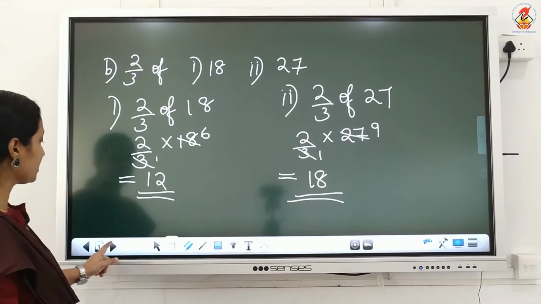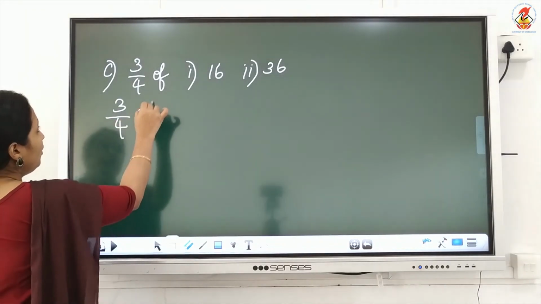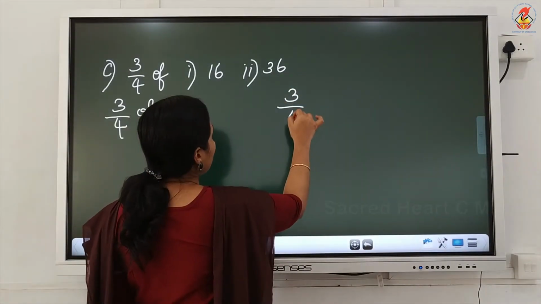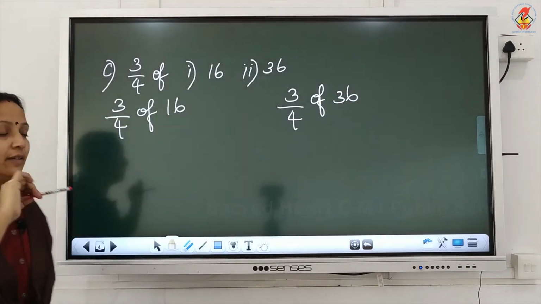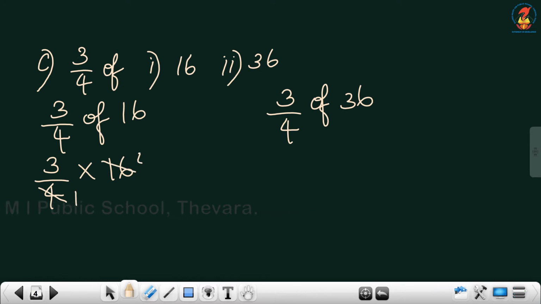Okay. Now the next question. 3 by 4 of 16 you have to find. Then you have to find 3 by 4 of 36. Okay. Then first part, 3 by 4 into 16. 16 is a multiple of 4. So we can divide it by 4. 4 divided by 4, what is the answer? 1. 16 divided by 4, what is the answer? 4. So what is the answer? 3 into 4 is 12.